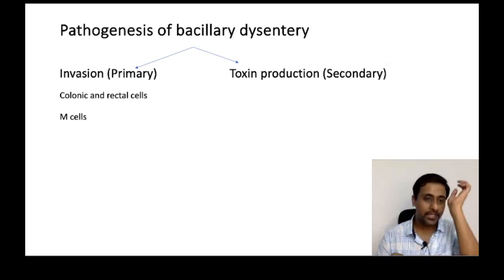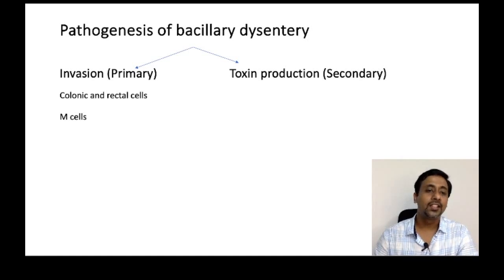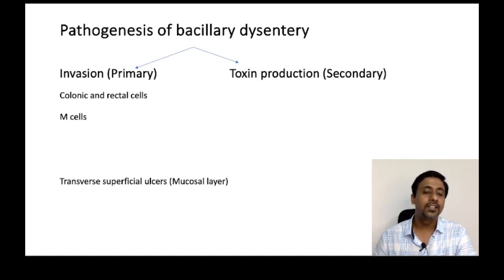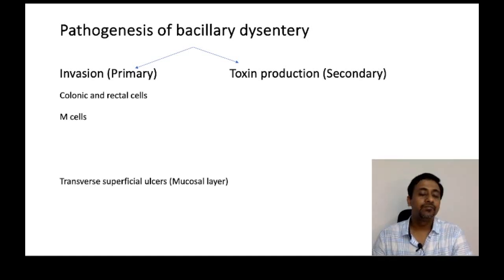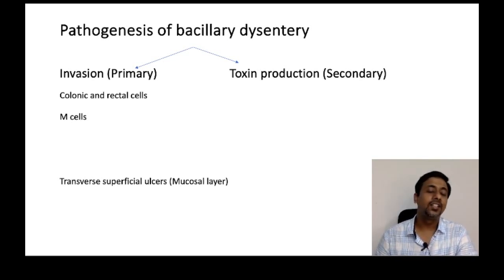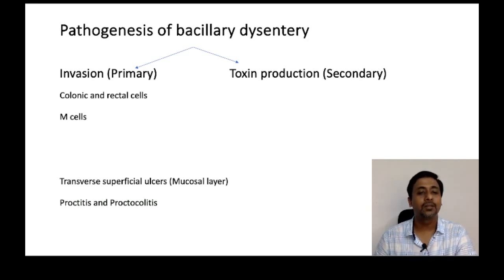They penetrate the M cell, multiply there and spread to the adjacent cells, leading to the formation of a transverse superficial ulcer. Usually these ulcers are limited to the mucosal layer, the lamina propria, but may extend up to the submucosa, though usually limited to the mucosal layer, and they commonly cause proctitis and proctocolitis.